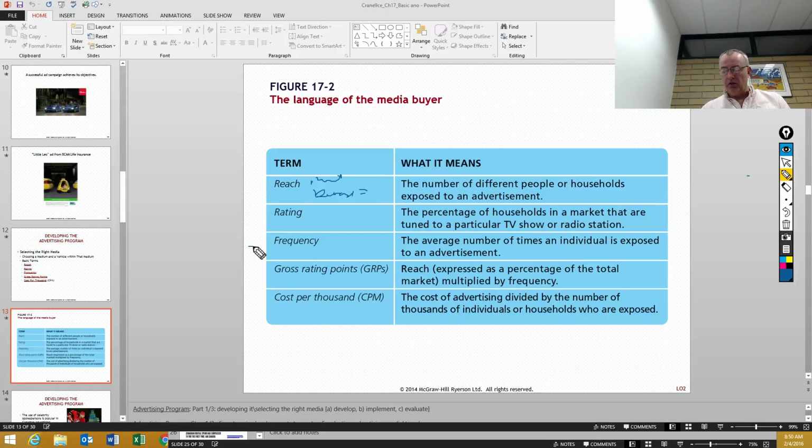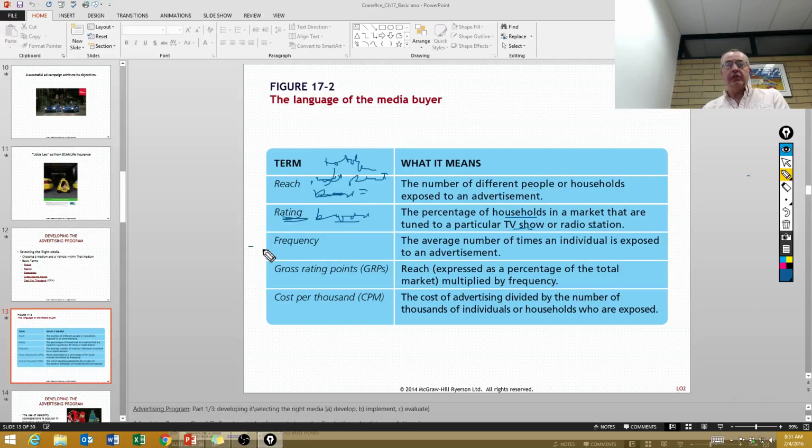Okay, so sorry, I made this mistake. Ratings: the percentage of households that tune into the particular radio station or TV show. Ratings is the form of reach in the broadcast industry, and total circulation is the form of reach in the print industry.